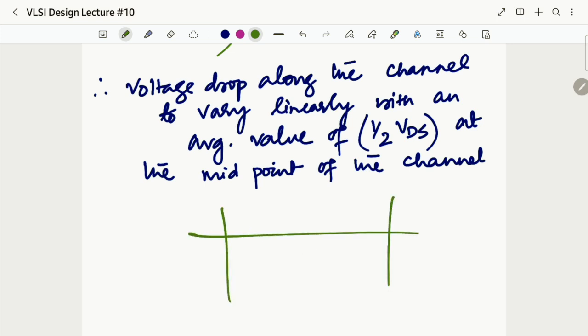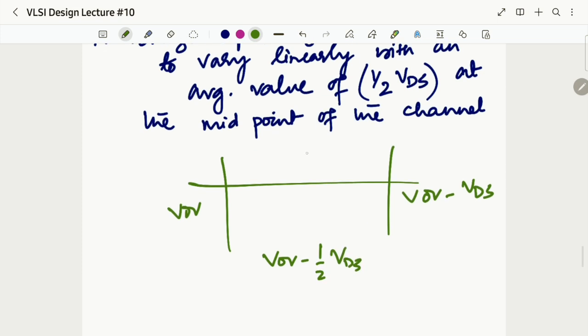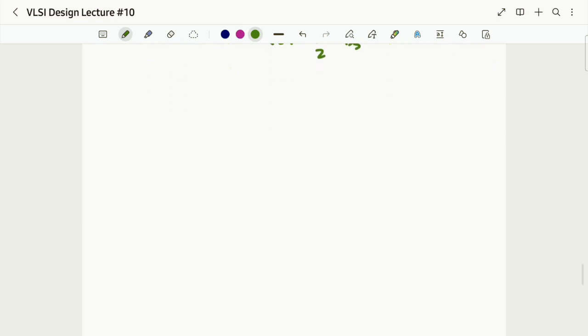So basically the statement means what? We have VOV, we have VOV minus VDS, and we understood that it is VOV minus half of VDS. So at the midpoint it is actually half of VDS. Okay, on both the sides we have VOV, right? So at the midpoint it is half of VDS. Okay.